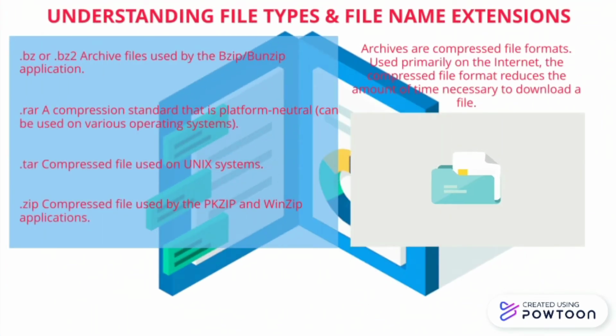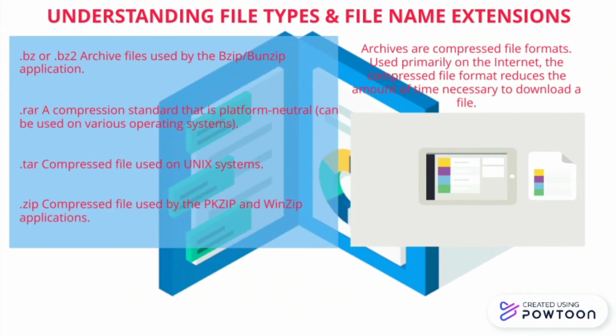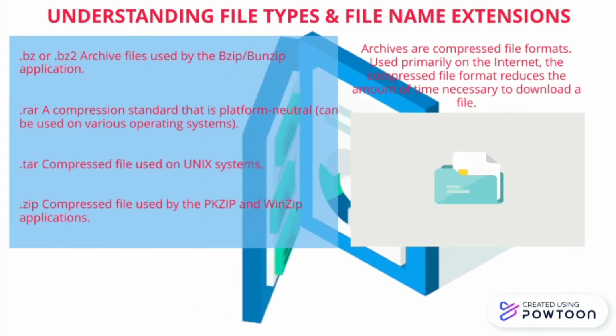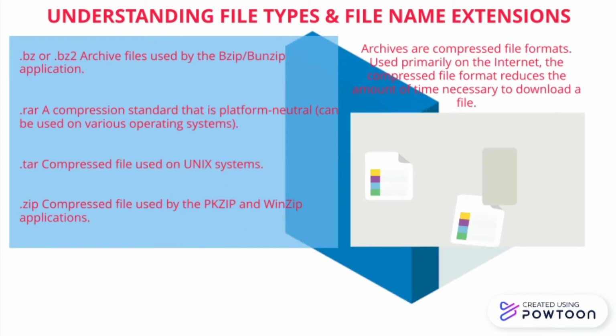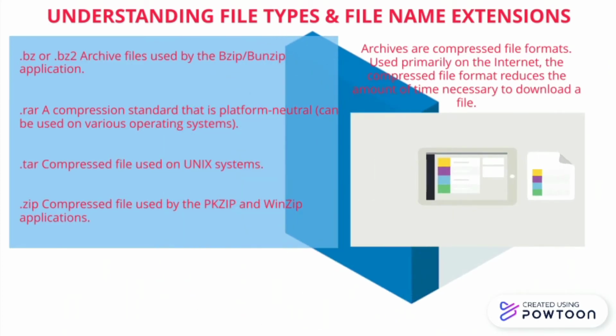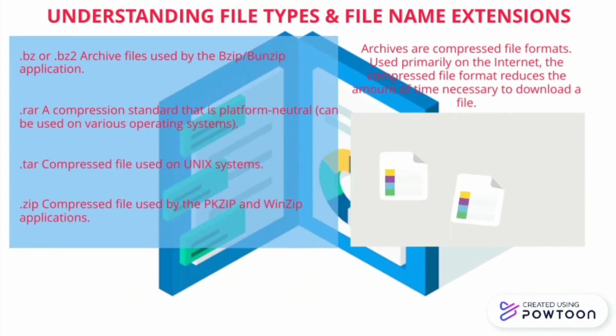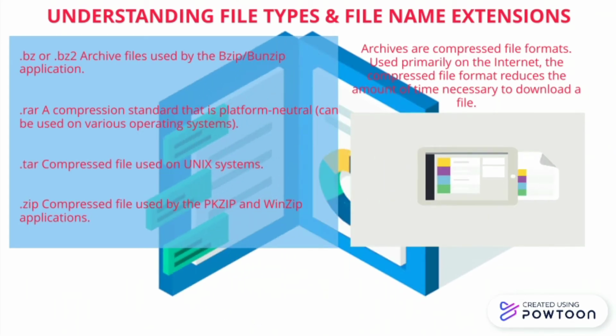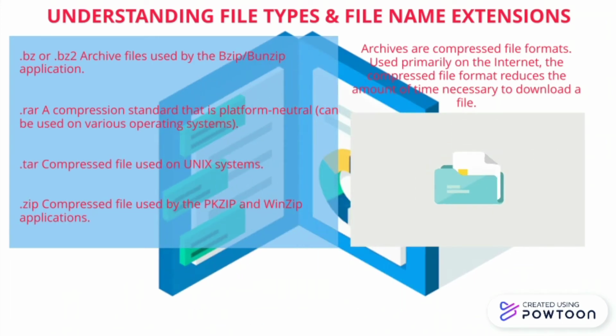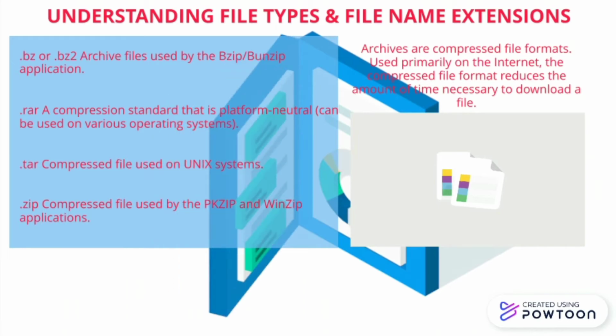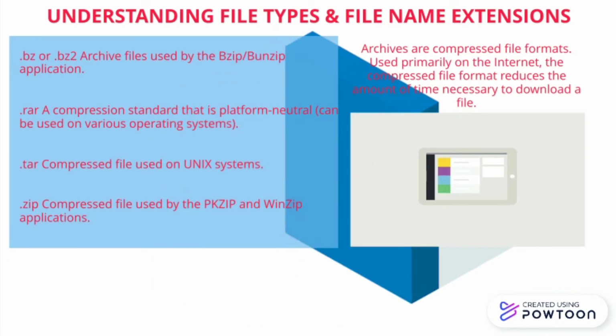Archives are compressed file formats. Used primarily on the internet, the compressed file format reduces the amount of time necessary to download a file. .bz or .bz2, archive files used by the bzip/bunzip application. .rar, a compression standard that is platform neutral, can be used on various operating systems. .tar, compressed file used on Unix systems. .zip, compressed file used by the PKZIP and WinZip applications.